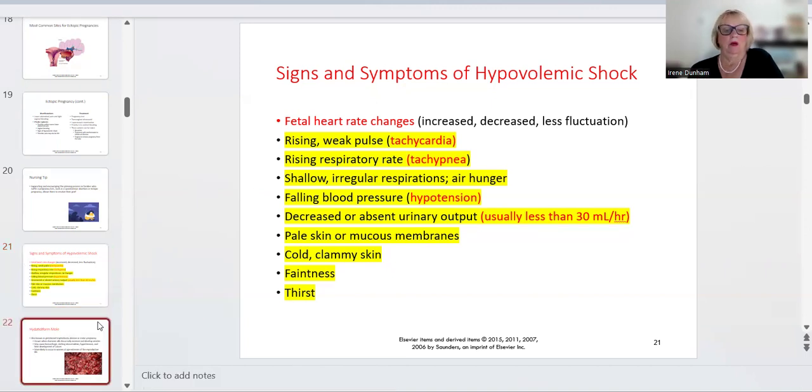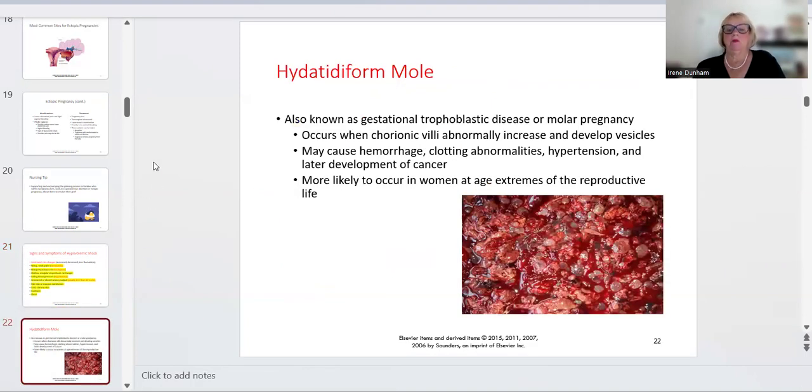Okay. All right. Now, remember, we talked a little bit about hydatidiform mole last week. It's also known as gestational trophoblastic disease. And also I mentioned to you, it's also known as molar pregnancy. So I got a good picture for you. This is of hydatidiform mole. See what I mean? It's a bunch of cells, okay, that just kept multiplying. They didn't know to stop.